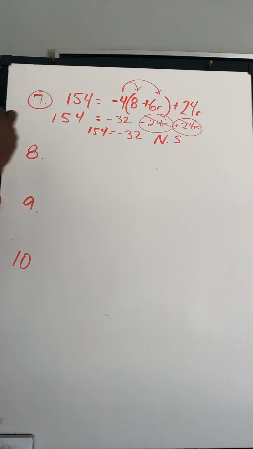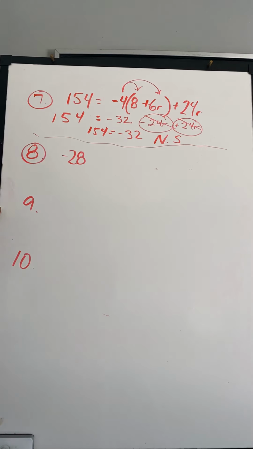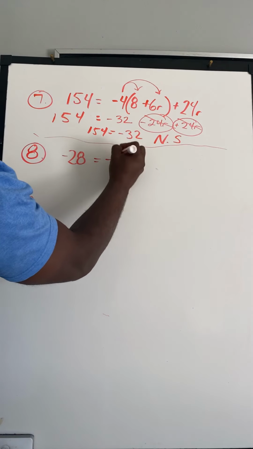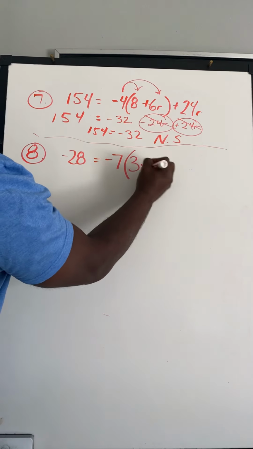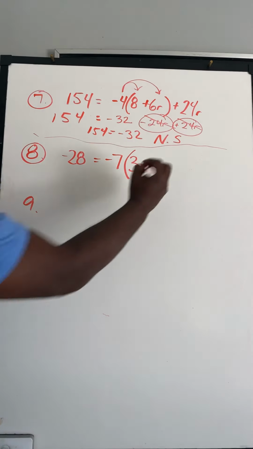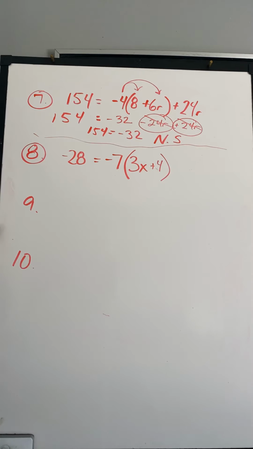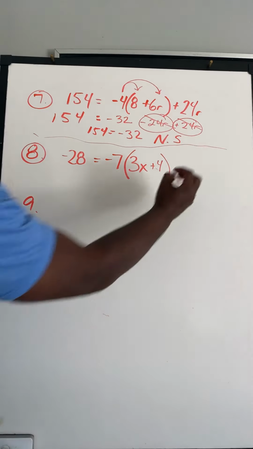Okay, let's take a look at number 8. -28 is equal to -7 times (3x plus 4) and a plus 21x.